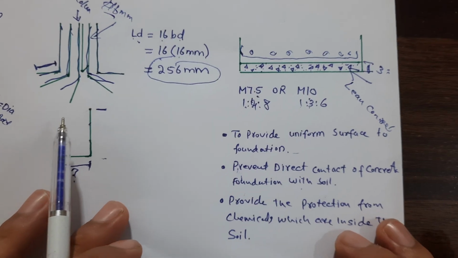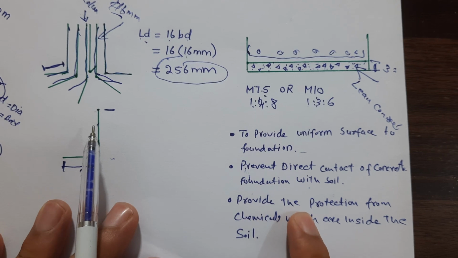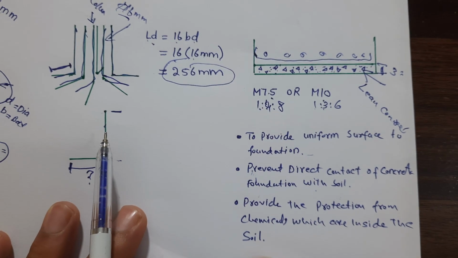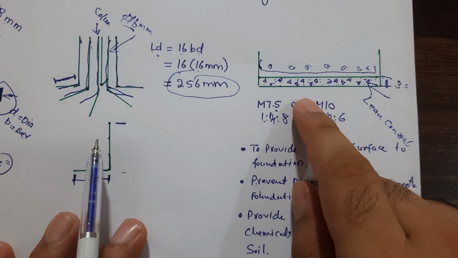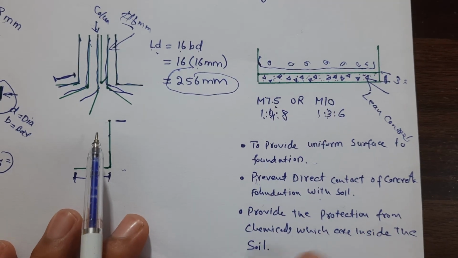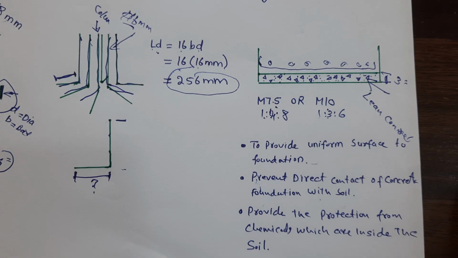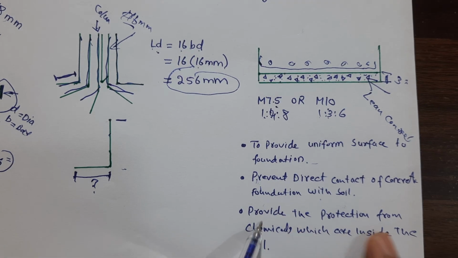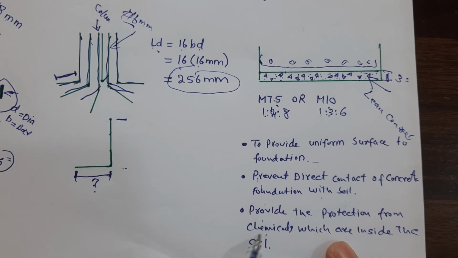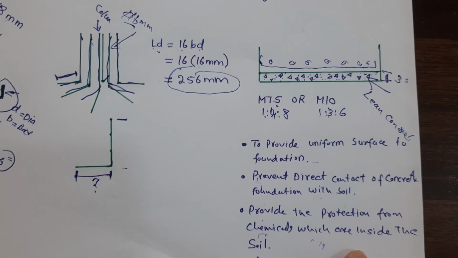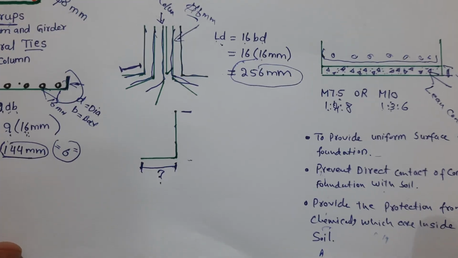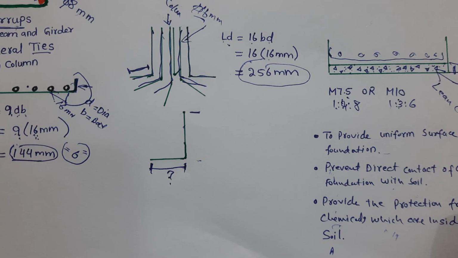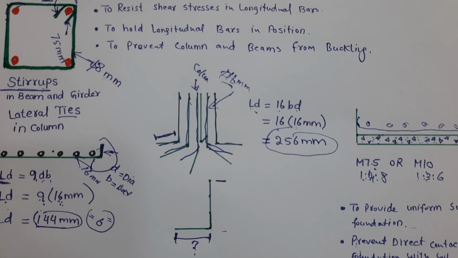So what happens if it is not provided? The lean concrete provides protection from the chemicals which are inside the soil. We have different chemicals in the soil. So when you provide this layer of concrete, it provides protection from the chemicals. Therefore, it is very important to provide lean concrete with a thickness of 3 inches to 6 inches. It depends on the construction site or on the requirement.